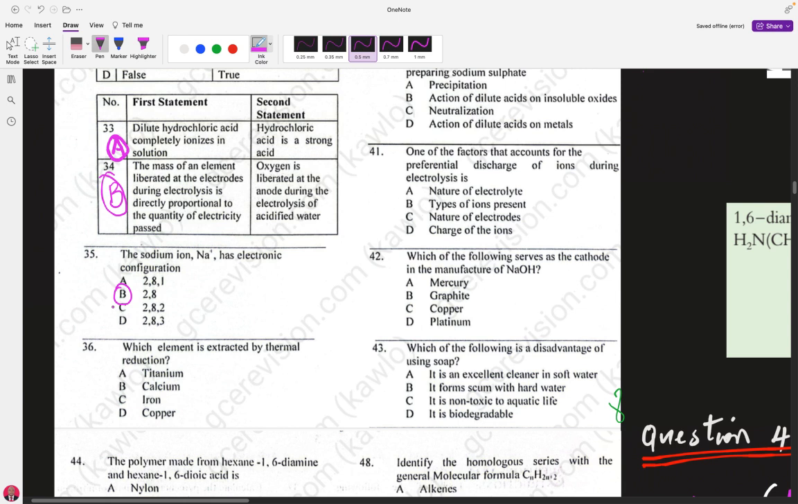So question number 36. Which element is extracted by thermal reduction? After going through your syllabus and treating all the different extraction of metals, the metal that is extracted by thermal reduction is copper.